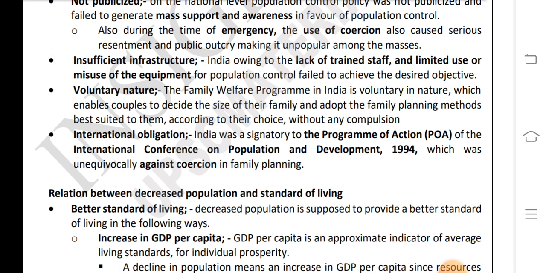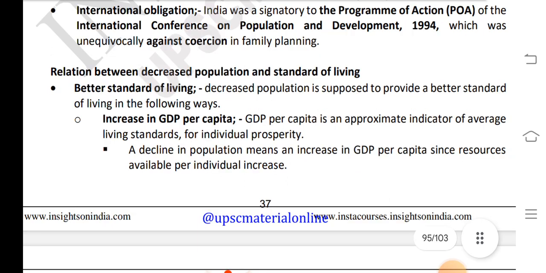On the national level, population control policy was not publicized and failed to generate mass support and awareness in favor of population control. Also, during the time of the Emergency, the use of force caused serious resentment and public outcry and made it unpopular among the masses.